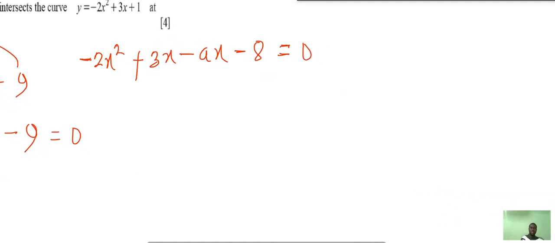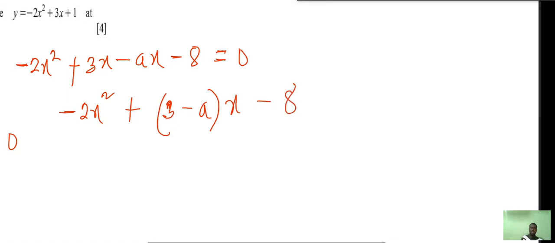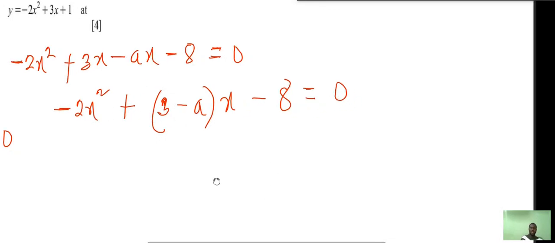So I have negative 2x squared. I want just a single x. We notice we have x here, x here, so I can write plus x times (3 minus a). That's a factorization procedure. All x minus 8 equals 0. Let me quickly double check that. Plus 3 times x plus 3x, plus times minus is minus, a times x, ax. So this is fine now. This looks like what I want.